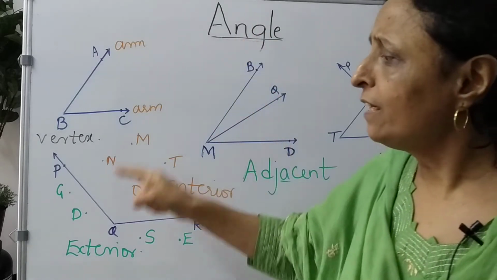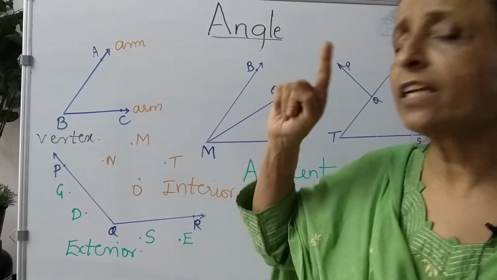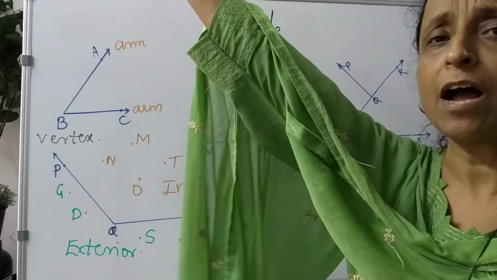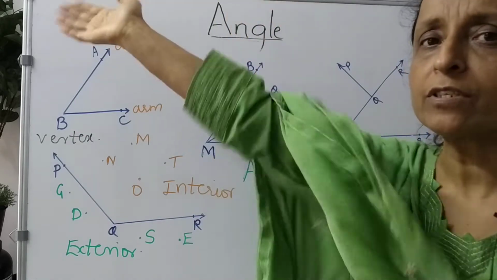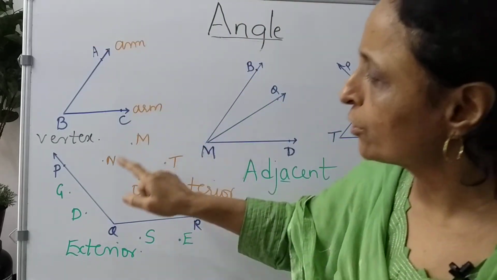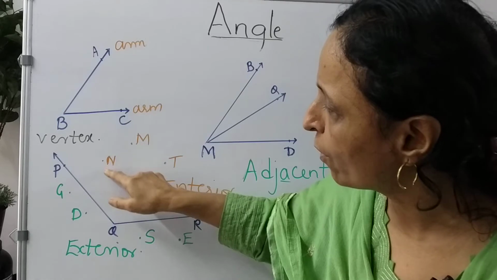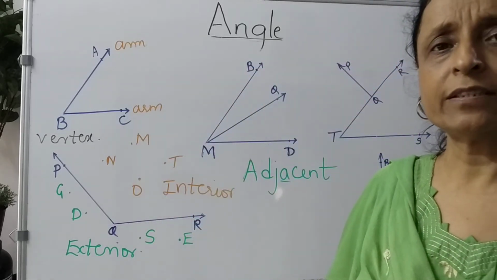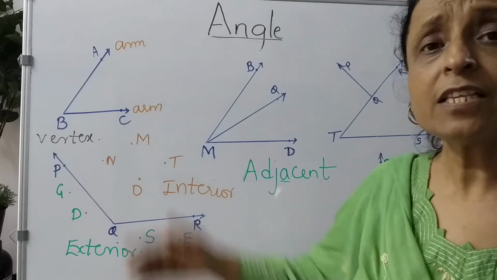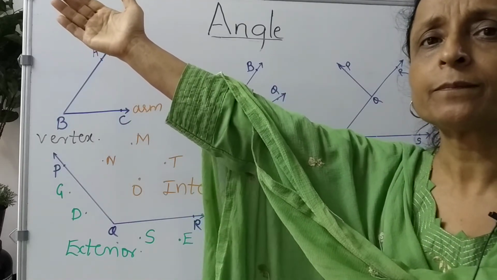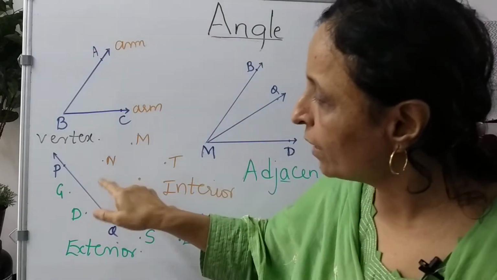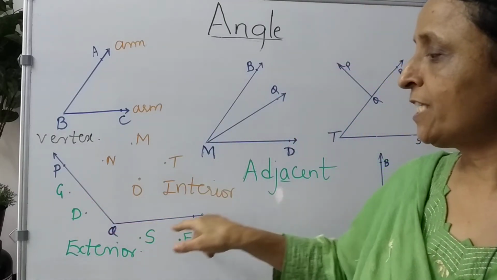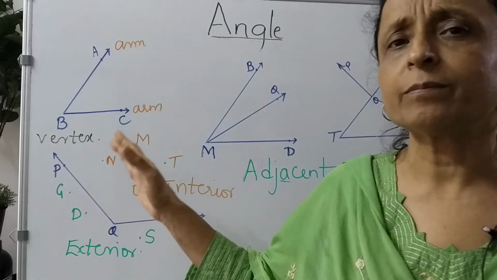Now the angle has some interior and some exterior. Whatever is inside the arms is interior, whatever is outside the arms is exterior. So you can see the interior points N, M, O, T, they are interior points. They are inside the arms. And the ones which are outside the arms are G, D, S, E. They are exterior.